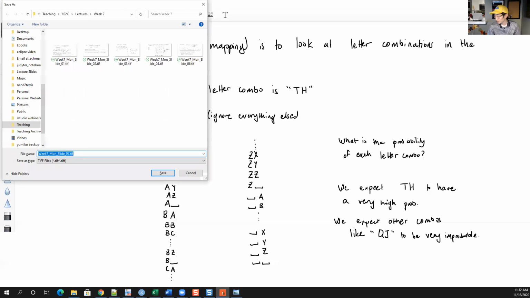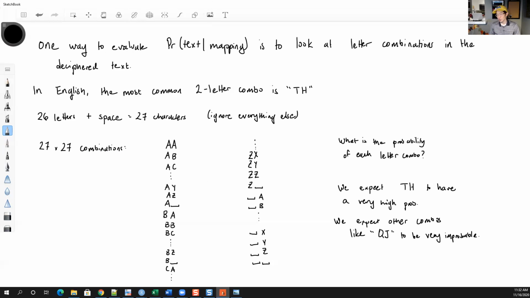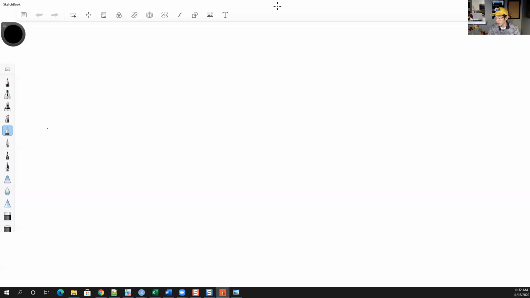So how can we even come up with the probability of each letter combo to begin with? Well, I have some code written here. What the code will do is read through a big chunk of text, look at all the 2-letter combos, and every time it encounters one, it's going to keep track of all of these combinations and add a tally for each one.